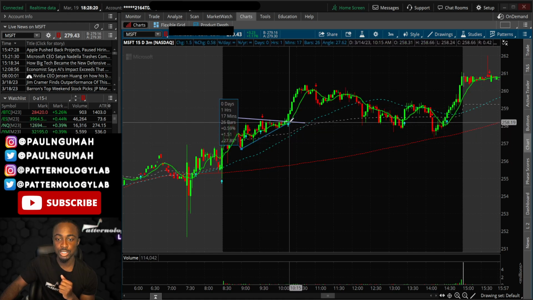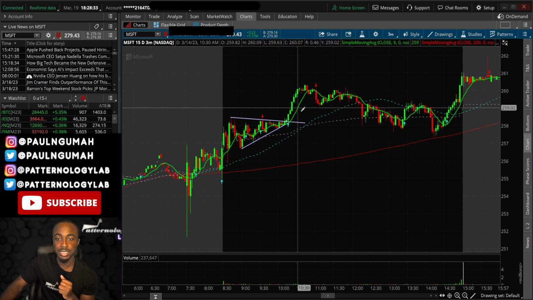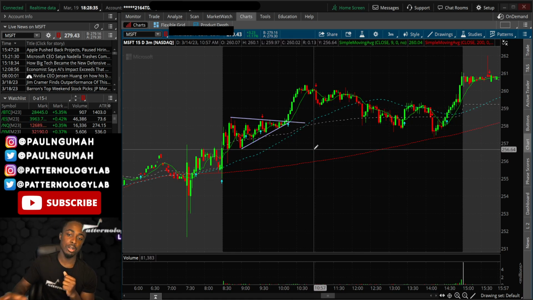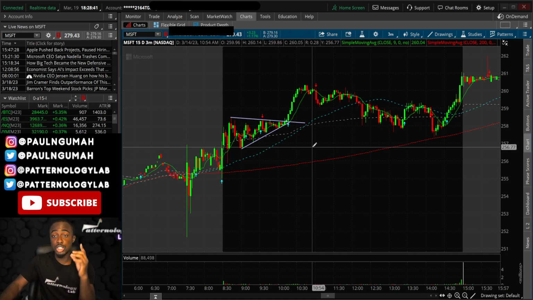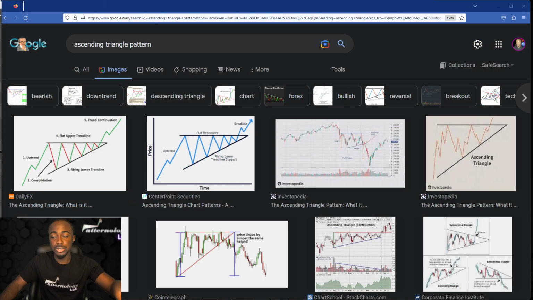Again, the structure is right over here. We have the first run, followed by the retest of that resistance line, followed by another retest until it eventually squeezes out of here. Right now, if you are new to trading and you don't know this structure, if this is brand new to you, I'm going to show you some examples of other ascending triangles through Google.